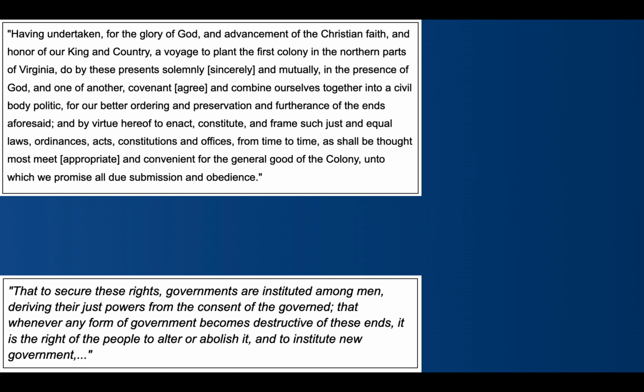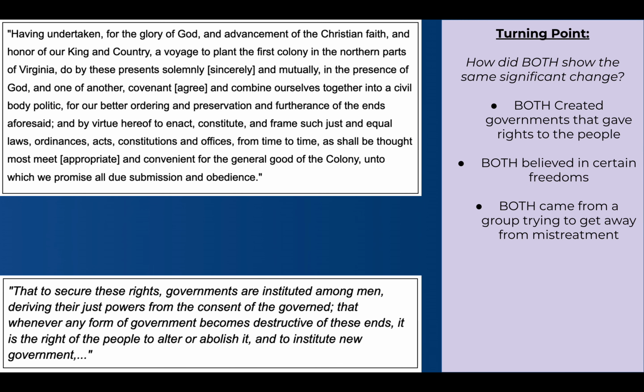Just like before, it will ask a paragraph question that is turning point. How did both of these documents show the same turning point? How did both of these documents change the world or change history in the same exact way? In this case, both of them created governments that gave rights to the people.